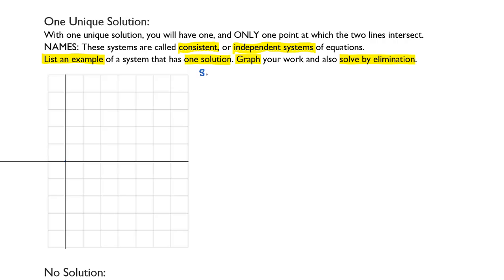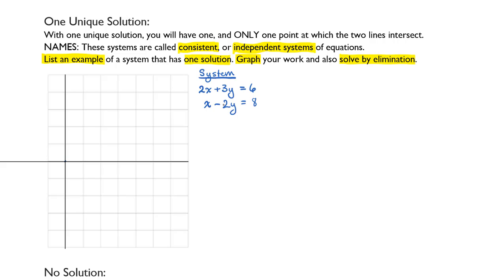So the system I'm going to give you, I'm literally making this up, but you could totally do this yourself. Basically, just find two linear equations and list them together. I'm going to list this in standard form. The first one will be 2x plus 3y equals 6. And the second one will be x minus 2y equals 8.